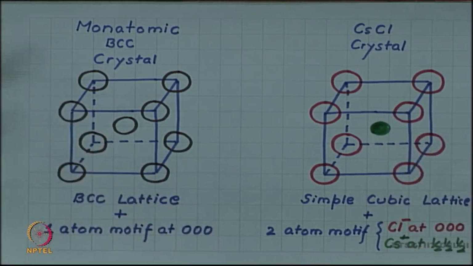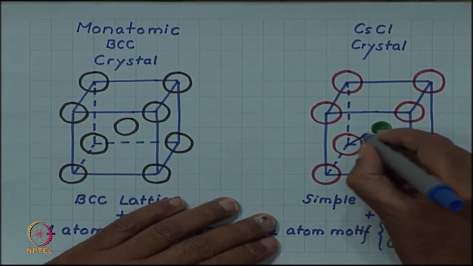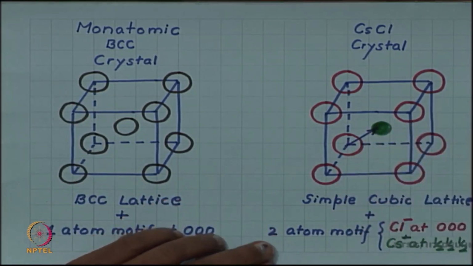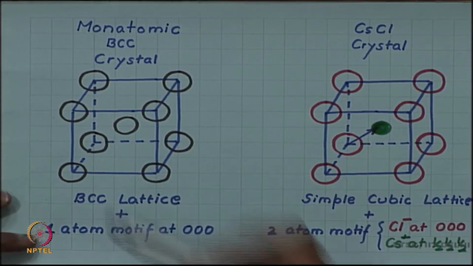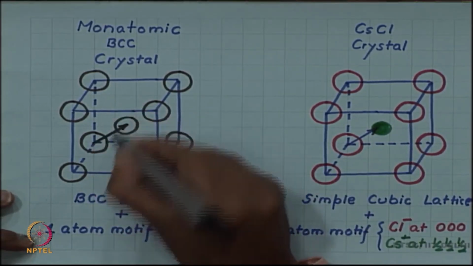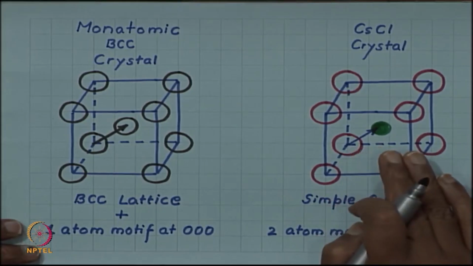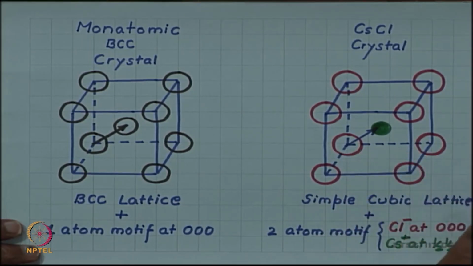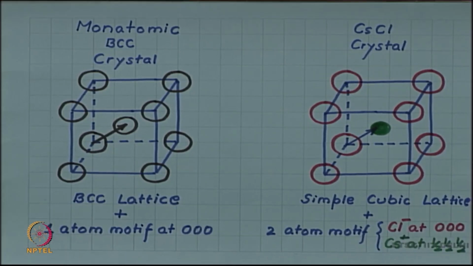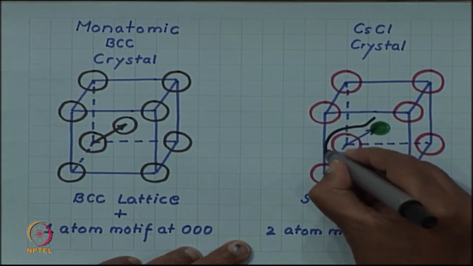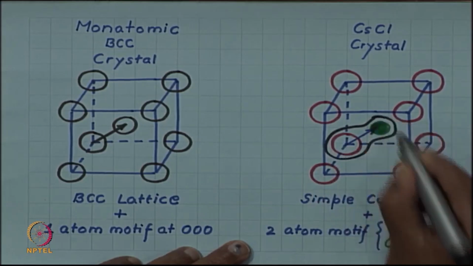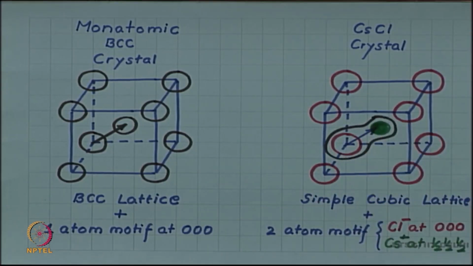So, this is no more a lattice translation vector. This is not a translational symmetry. So, this was a translational symmetry or a lattice translation of monatomic BCC, but this is not a lattice translation in cesium chloride. So, the structure changes, the lattice changes. Instead of a BCC lattice, we have a simple cubic lattice, and we will have to select two atoms as motif, a chloride ion sitting at the lattice point with a cesium ion shifted by half, as we have seen.